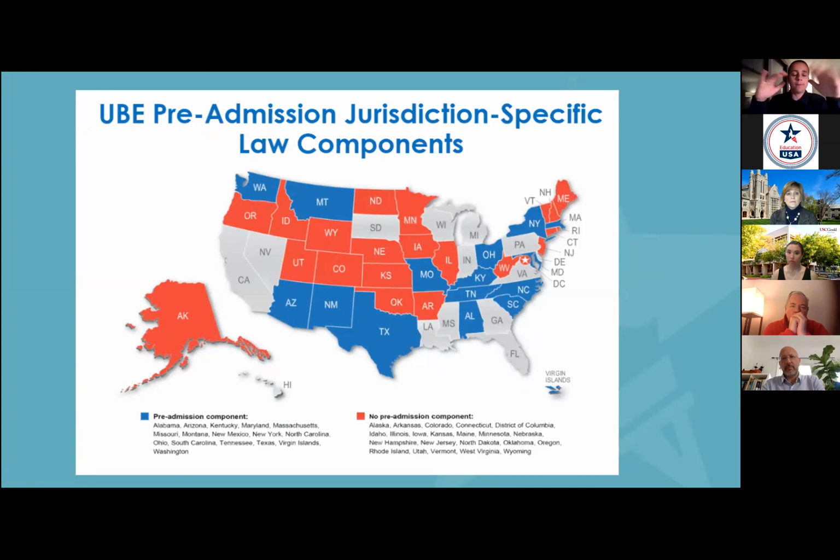When you take the bar exam, let's say in New York, which is a UBE state, you will have 2 pieces to the bar exam. You will have the UBE part that I just showed, and then you will have a jurisdiction-specific law component. In New York, it is the New York bar exam. So you will be tested both on New York law and on federal law.